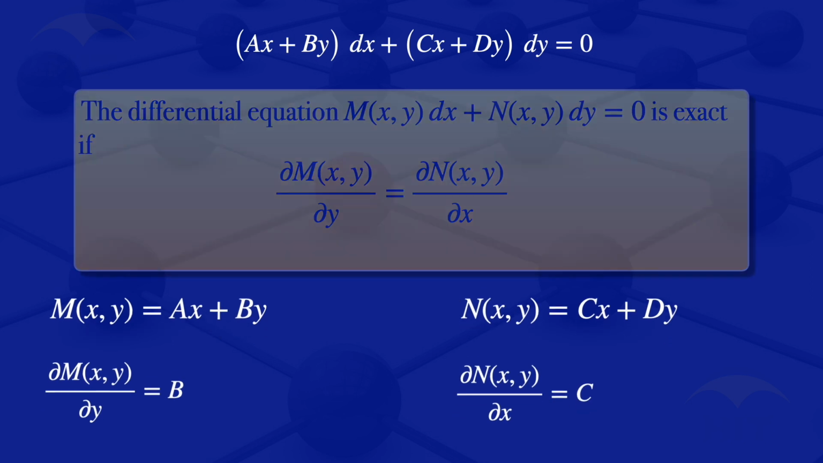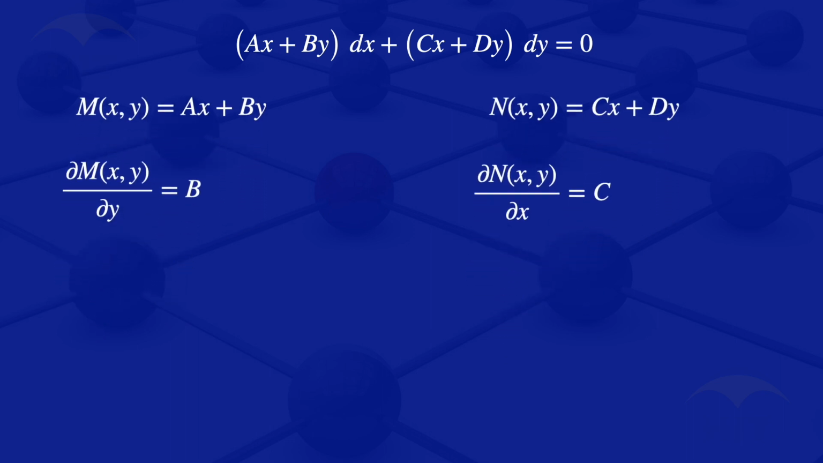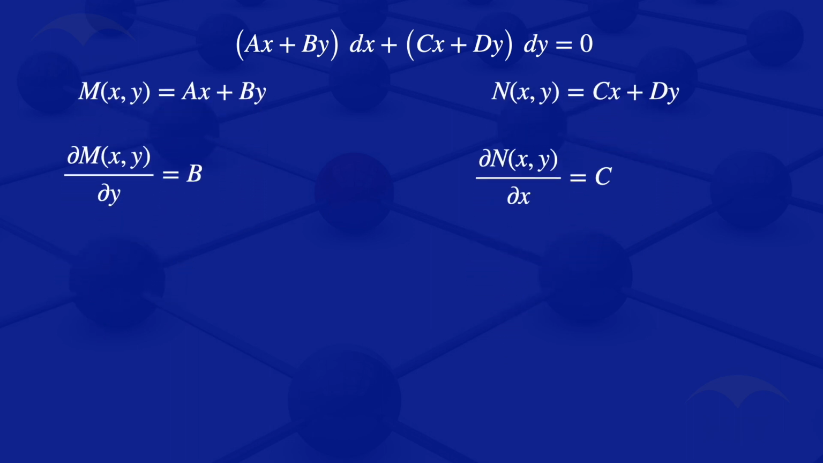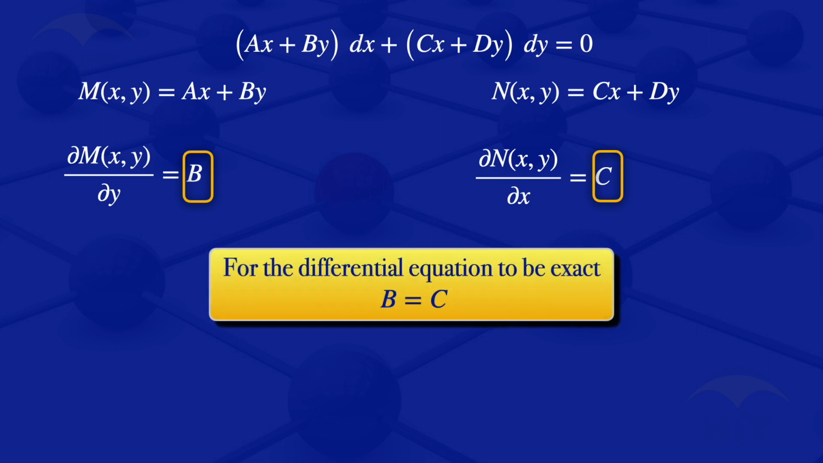So we have those two, the partial derivative of M with respect to y and the partial derivative of N with respect to x. For this differential equation to be exact, these two partial derivatives must be equal. So this b and this c must be equal. For the differential equation to be exact, b must be equal to c. a and d can take any values, but as long as b is equal to c, we are guaranteed that the differential equation is exact.